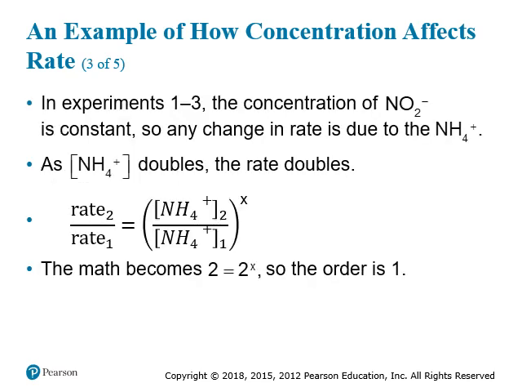In the first 3 experiments, we saw that we kept the concentration of nitrite constant. We also saw that as the concentration of ammonium doubled, so did the rate of reaction. So using that information in our equation, we see that the rate of reaction suggests a reaction order with respect to ammonium of 1.